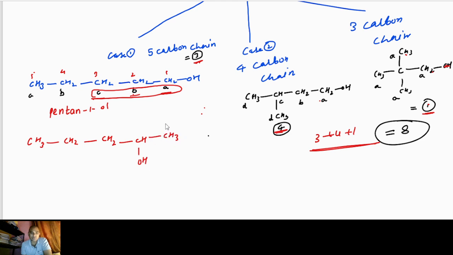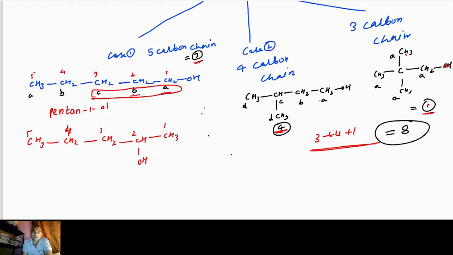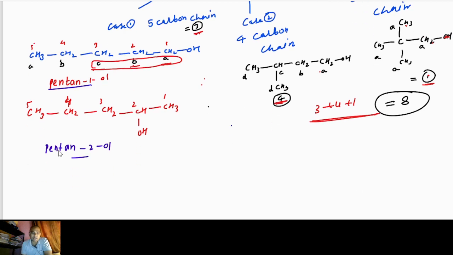Now numbered it 1, 2, 3, this is the 4, here is the 5. Student, what you can do here, in this case, if I ask you, you will find that while naming, it will be pent, single bond, 2-ol. So the first one is pentan-1-ol, and that is pentan-2-ol. Now let us see the next one, what possibilities are there.